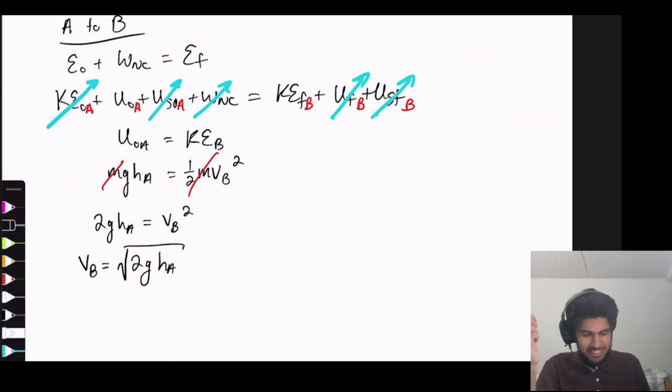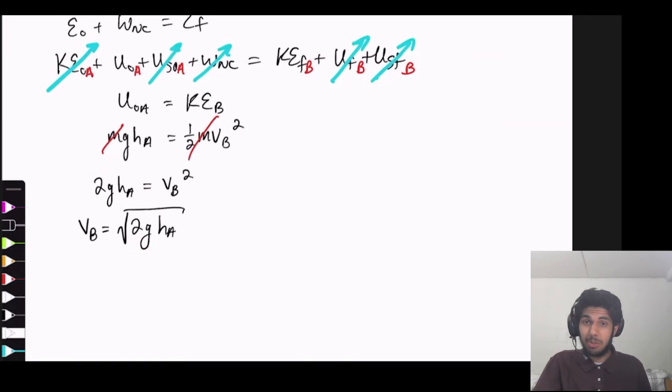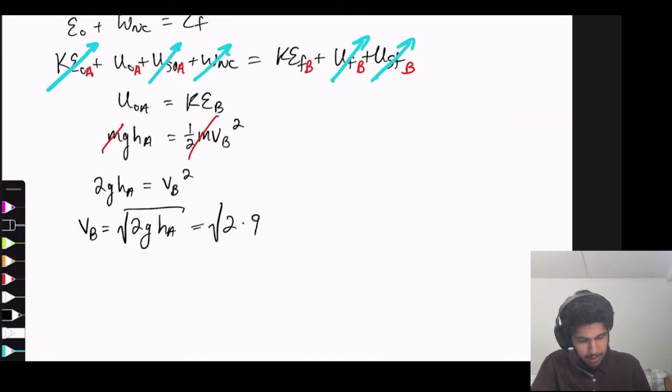And if you've been sticking around long enough and seen some of the previous videos, this equation should be feeling very familiar. We've seen the square root of 2gh many, many times. So if you see this while you're solving a question, perhaps that's a good sign. This is very, very common to see. Okay, well, we have values for g and h_A, so let's substitute them in.